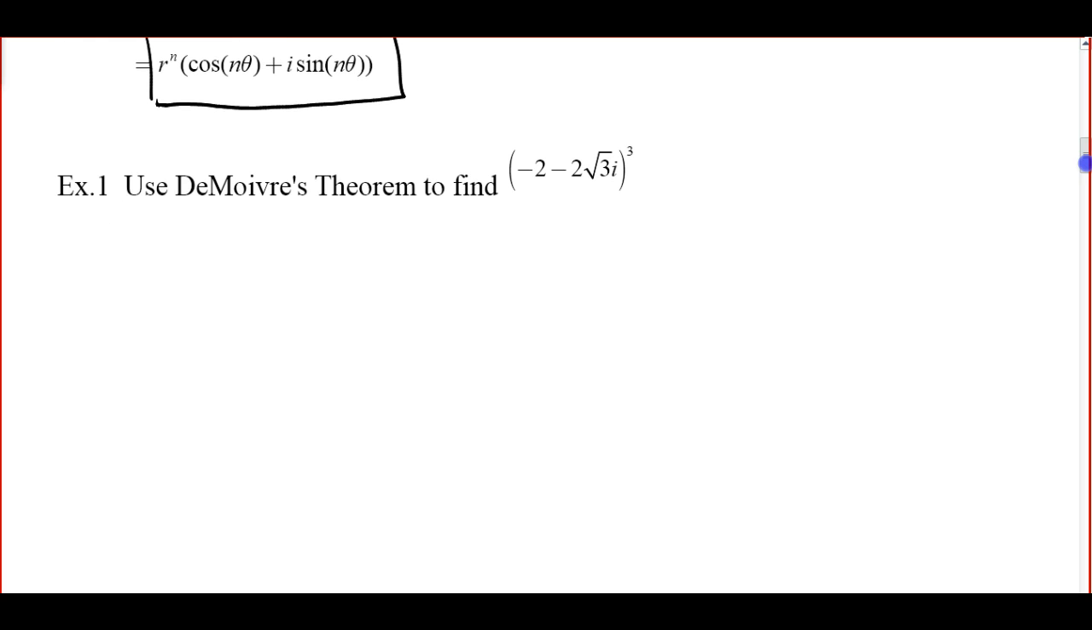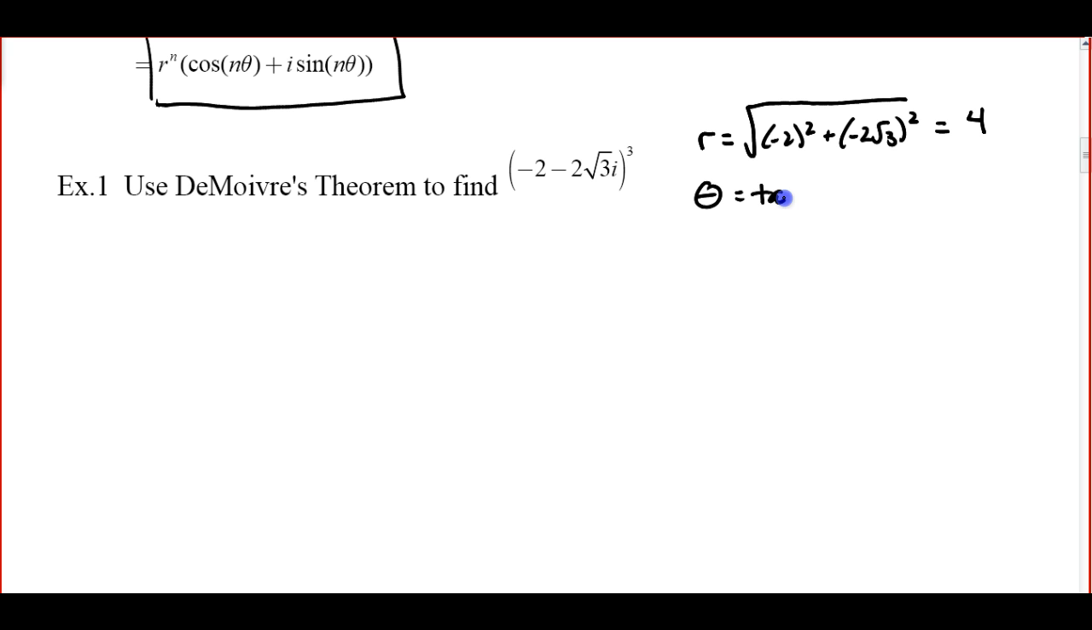We're going to use de Moivre's theorem to find negative 2 minus 2 root 3i raised to the third. The first thing that we're going to do is find r. So r is going to be the square root of negative 2 squared plus negative 2 root 3 squared. This turns out to be 4. Negative 2 squared is 4, and then this is 4 times 3, which is 12, so 4 plus 12 is 16, and the square root of 16 is 4.